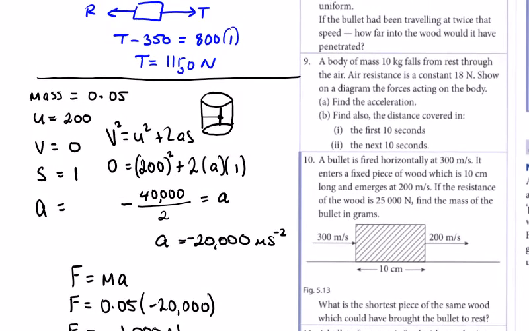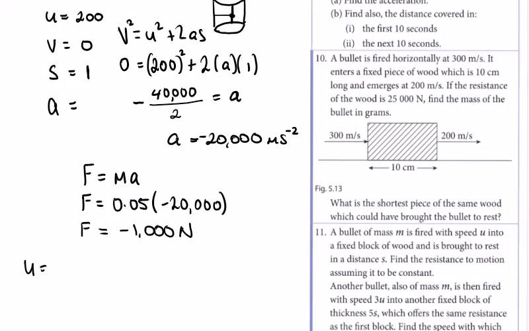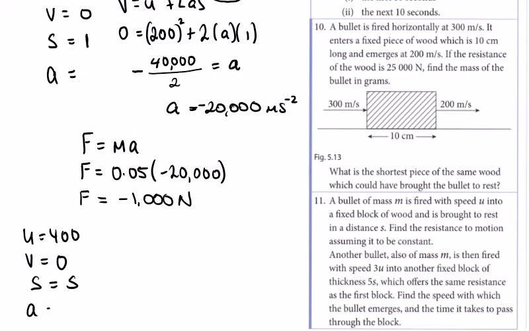And then, as usual with these questions, how far would it have penetrated if it was traveling at twice the speed? Twice the speed. So now I have u is equal to 400. Everything else stays the same. It's going to stop. v is equal to 0. We're looking for s. My acceleration is minus 20,000. So it's just putting these variables into the formula that stands out, which is v squared is equal to u squared plus 2as.